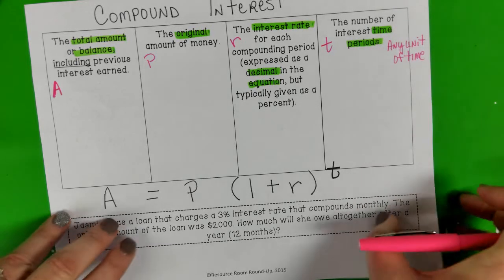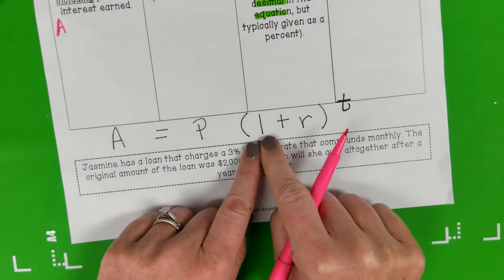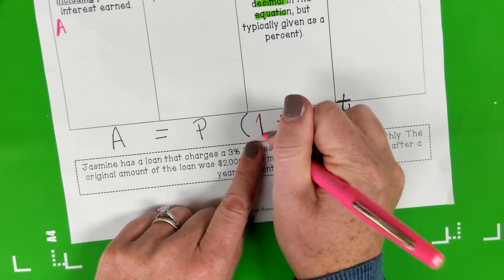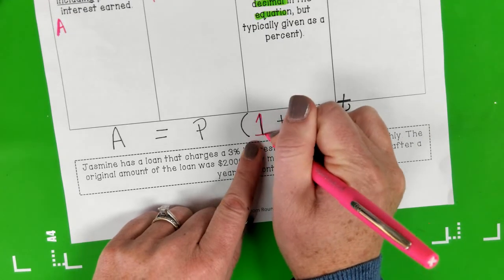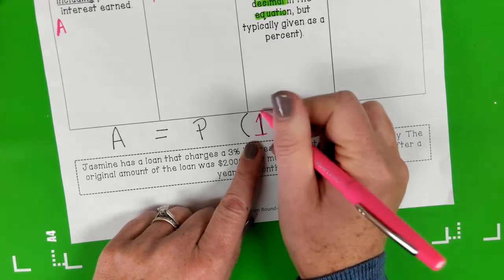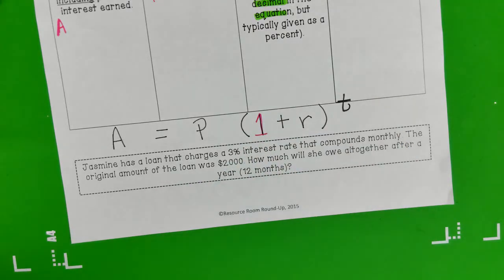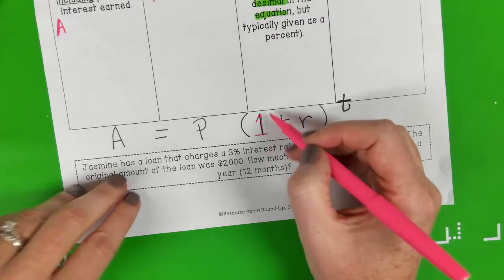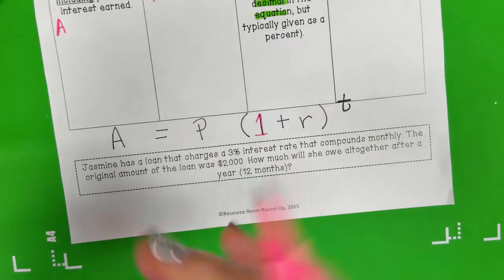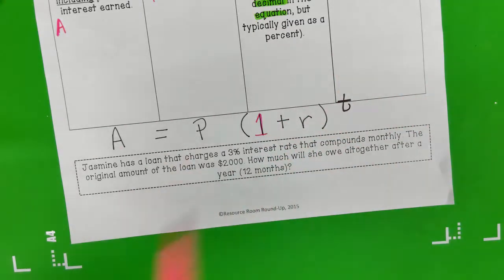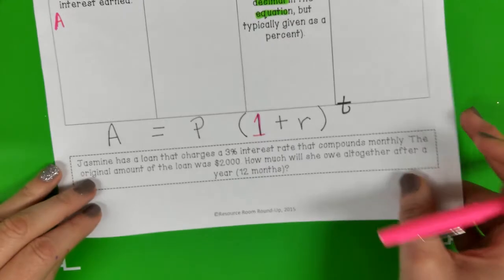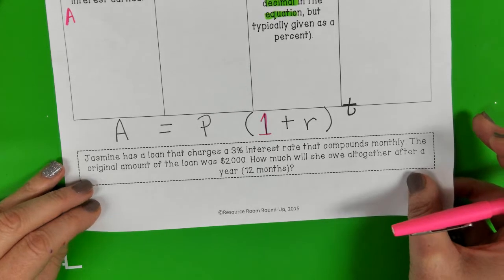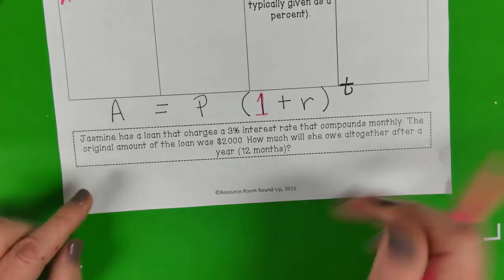Now you might be noticing that we have a 1 right here. This is a 1. What that stands for is that it represents 100%. Because we are building on what we previously had, this formula, I know it's a little confusing, includes the amount we already had. Okay, so let's look at this example.